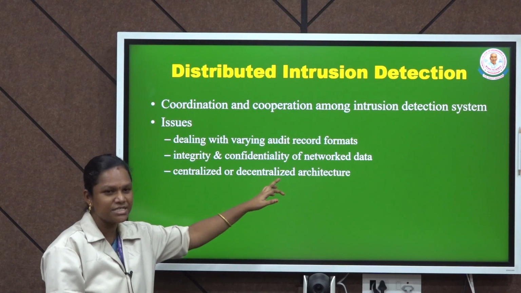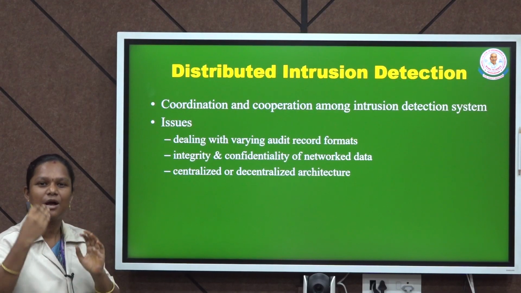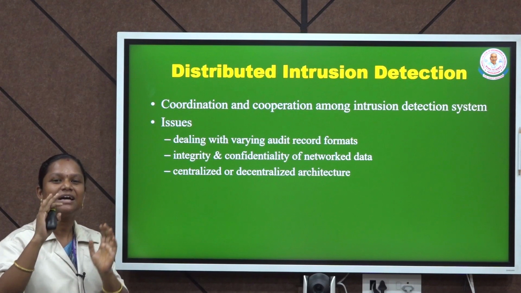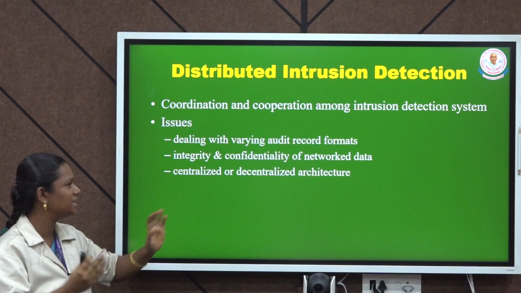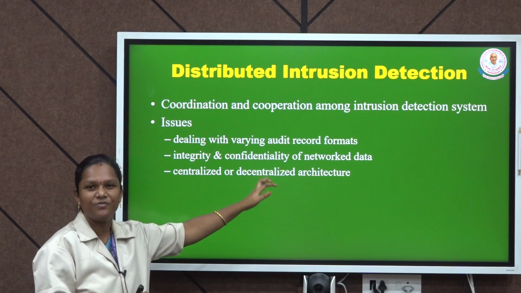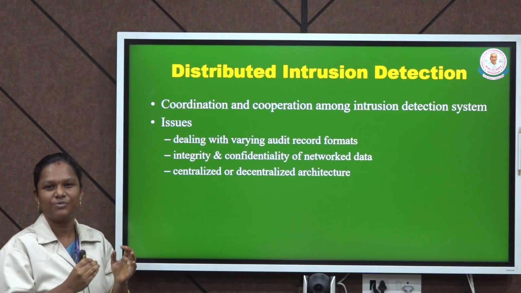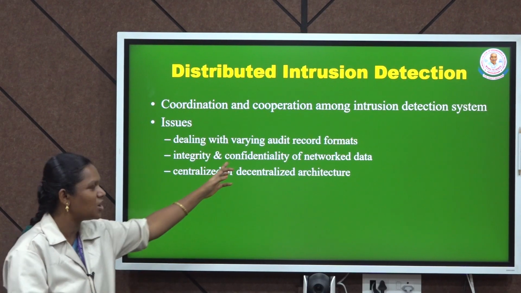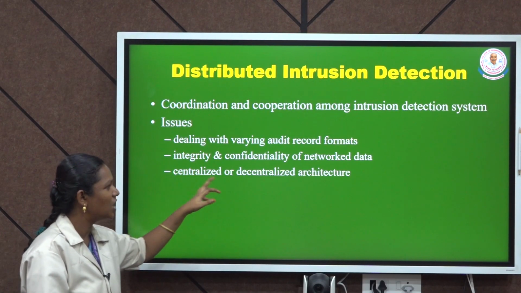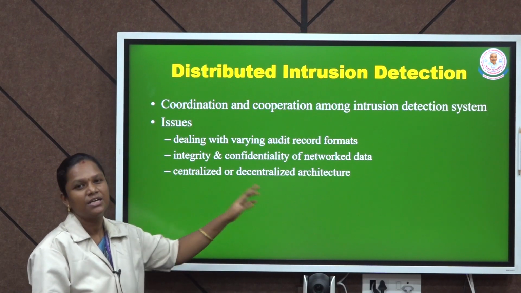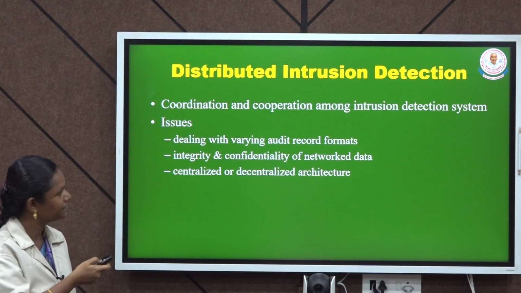Integrity and confidentiality of network data. What is meant by integrity? How the user can upload data and send it in the correct format, so that it cannot be altered. This is called integrity. What is meant by confidentiality? It is the secret information. This is the confidential information we have to upload. This is called the confidentiality of network data. Third one, centralized or decentralized architecture. These are also some of the issues involved in the DID system.